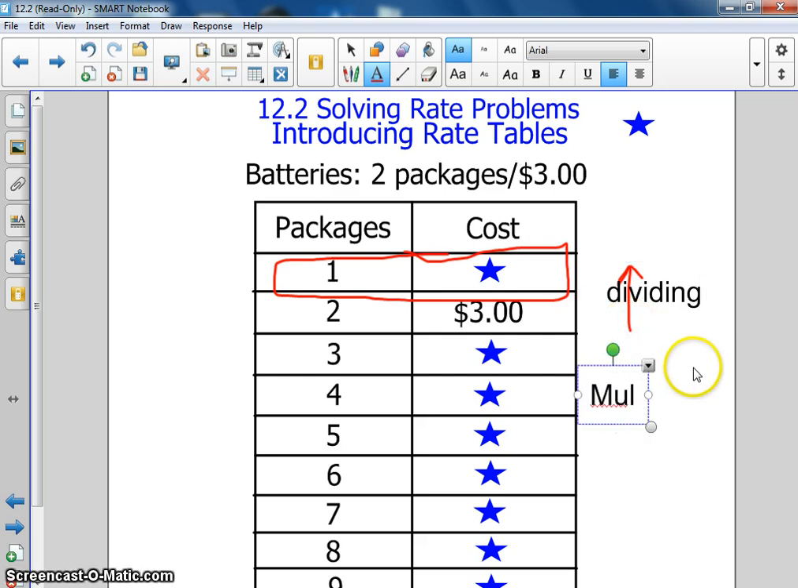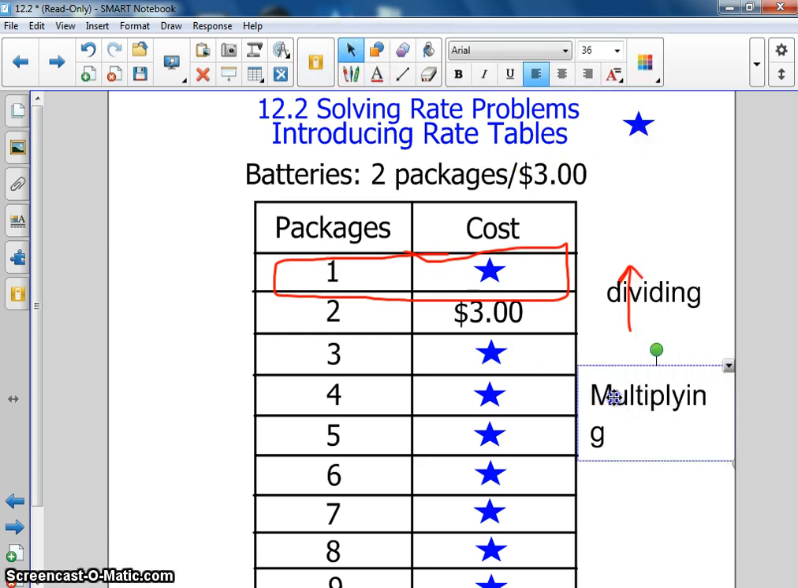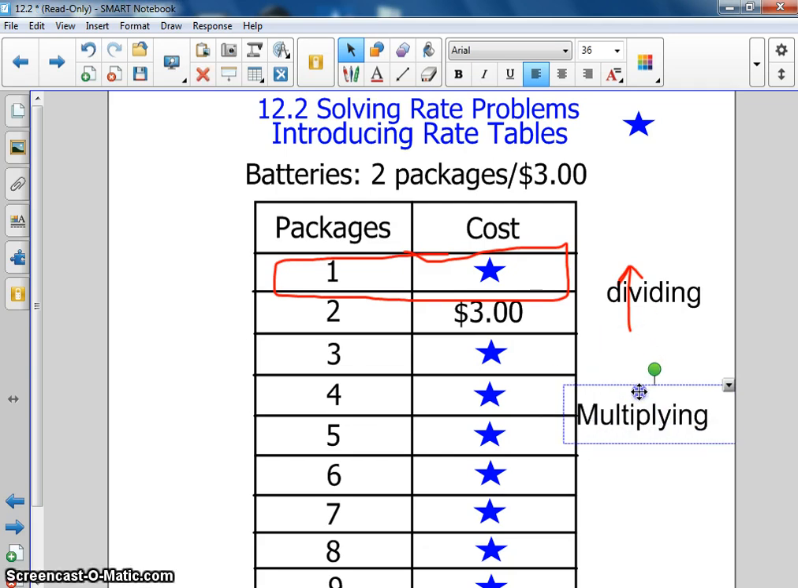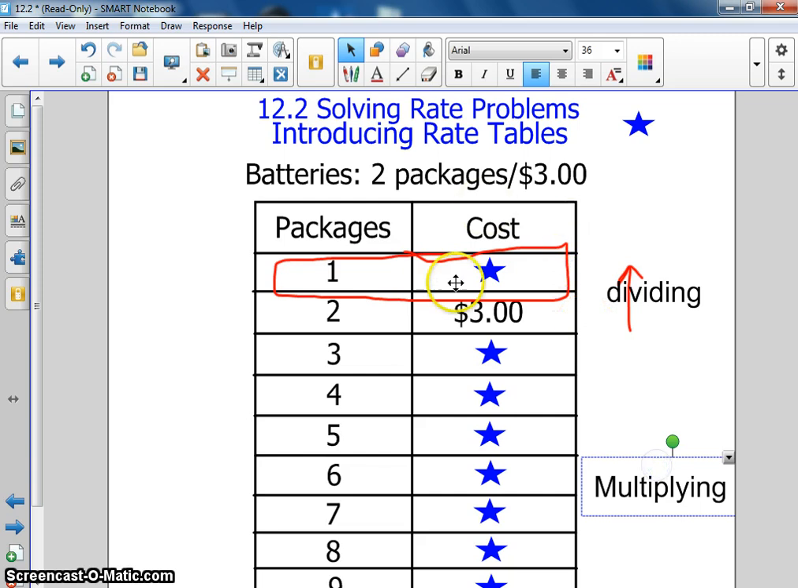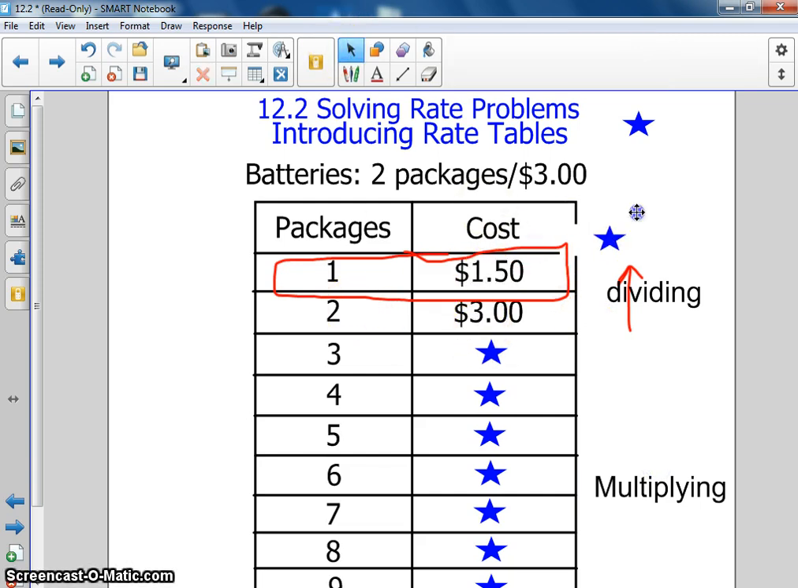But if we're going down, let me see here. If we're going down, we're multiplying. So let's see how this works. Okay, so what's $3 divided by 2? Well, hopefully you know $3 cut in half would be $1.50. Now that we know $1.50, we can do $1.50 times 2 would give you 3. $1.50 times 3 would give me $4.50. $1.50 times 7 would be $10.50, and so on.